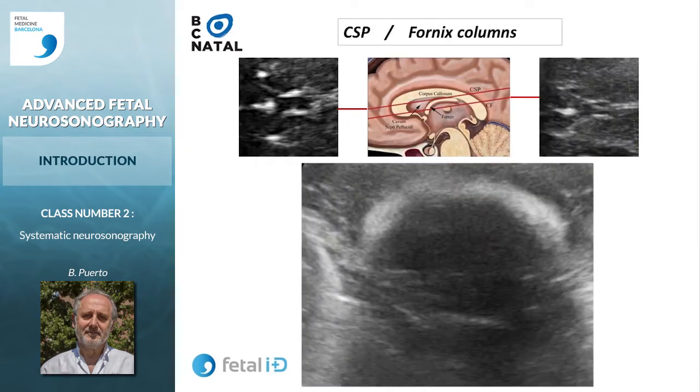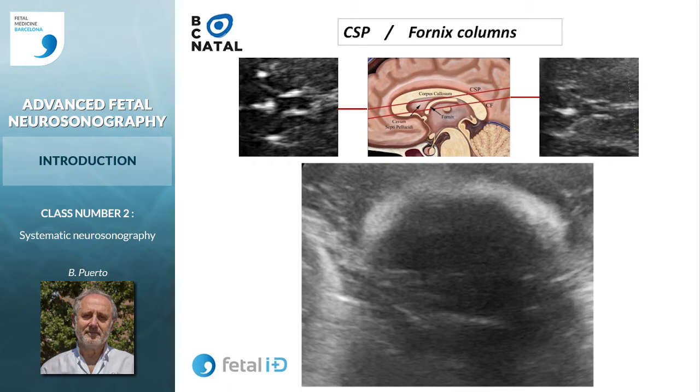Here we can see the differences between cavum septum pellucidum and fornix column. It is important to assess this correctly, because sometimes we are seeing the fornix columns and not the cavum septum pellucidum. And we could affirm this fetus has cavum septum pellucidum when in reality it hasn't.